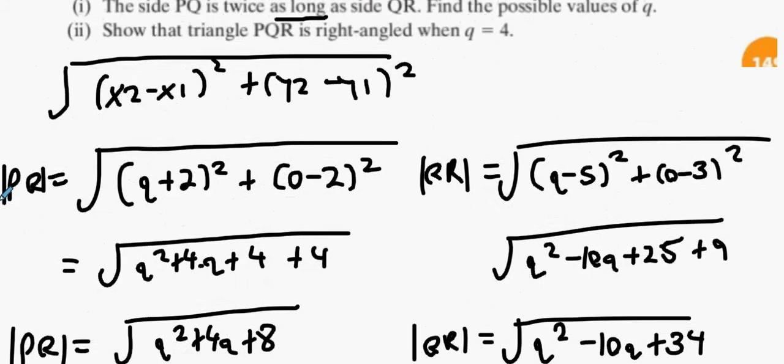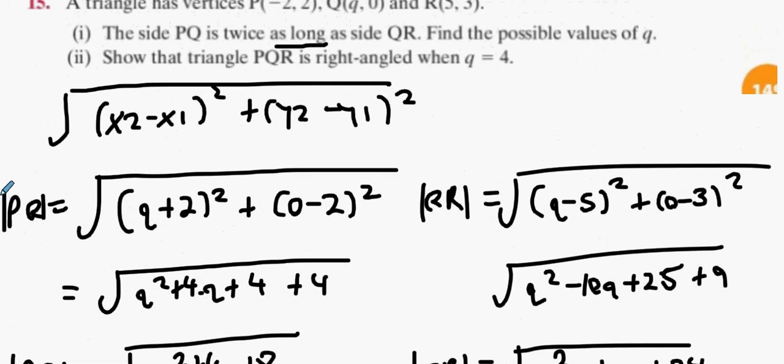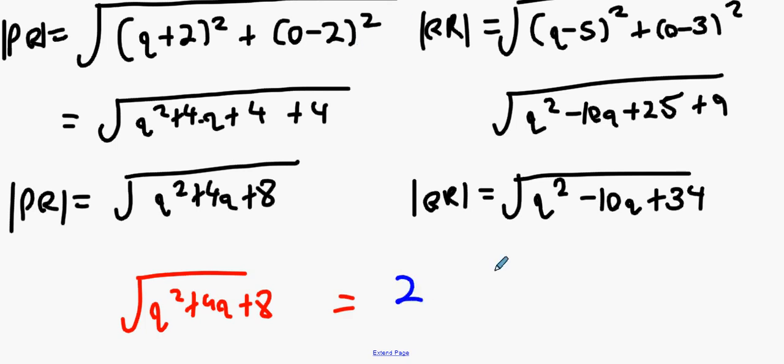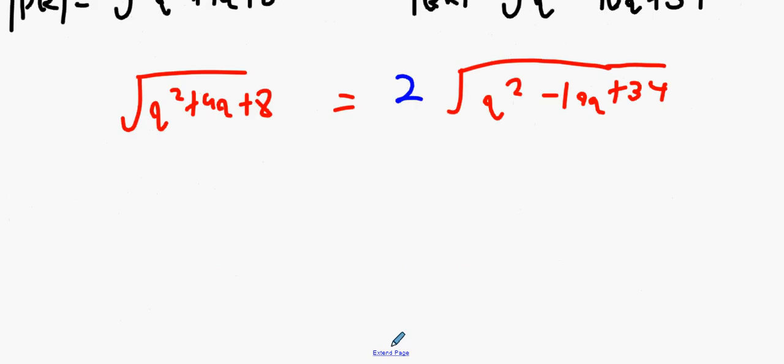PQ is longer. So what does that mean? It means q squared plus 4q plus 8 is equivalent to 2 times q squared minus 10q plus 34. What do you need to do to both sides? Square them, and what do you get?